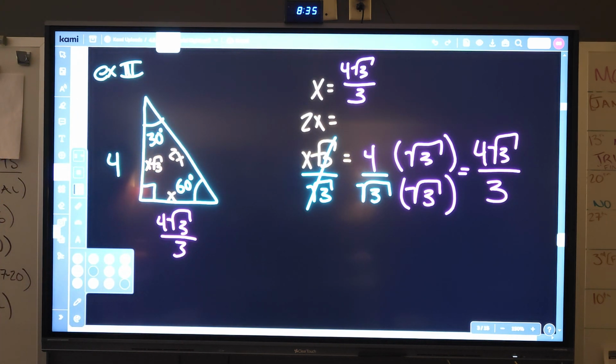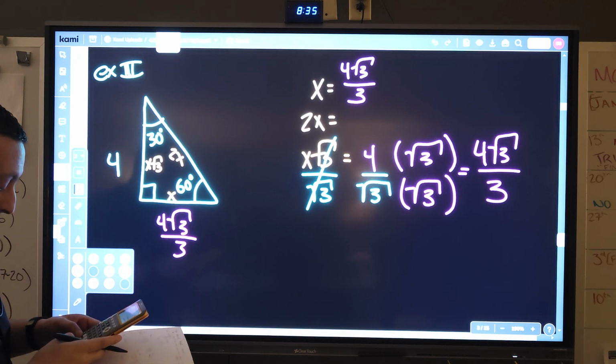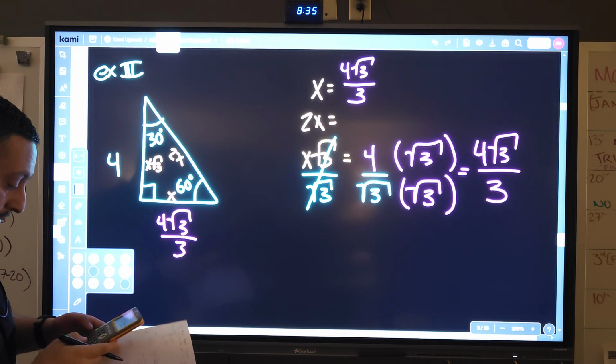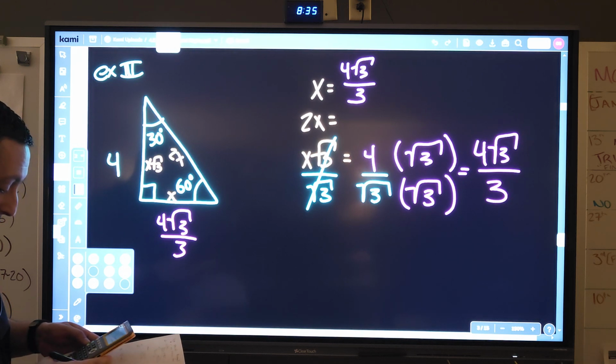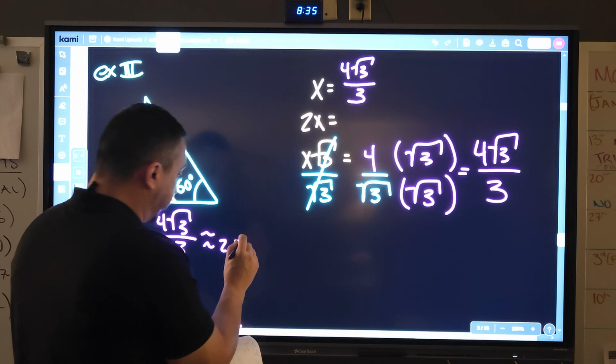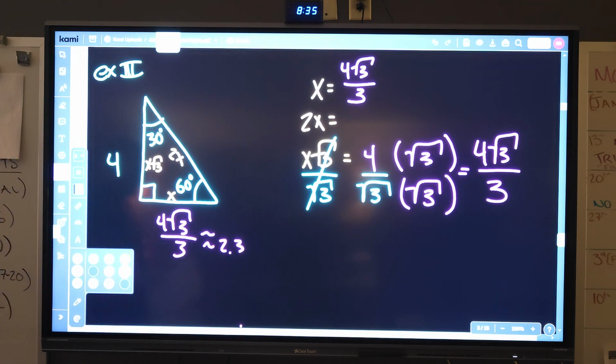If you use SOHCAHTOA on the calculator, then you would get this answer. Let me type it in real quick: 4 square root of 3 divided by 3. So this is approximately 2.3. Okay, that's the answer you would have got.